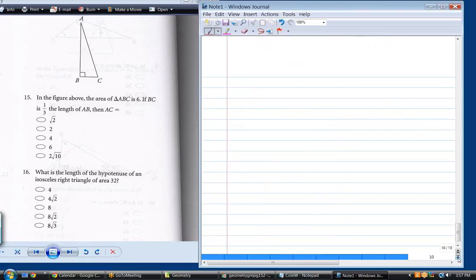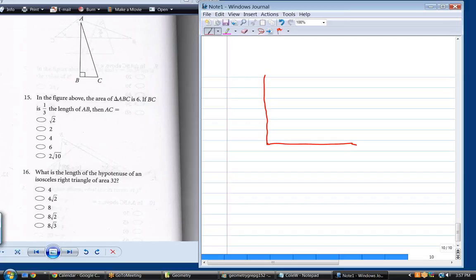What is the length of the hypotenuse of an isosceles right triangle of area 32? Well, let's draw a right triangle. The only isosceles right triangle has to look like this.